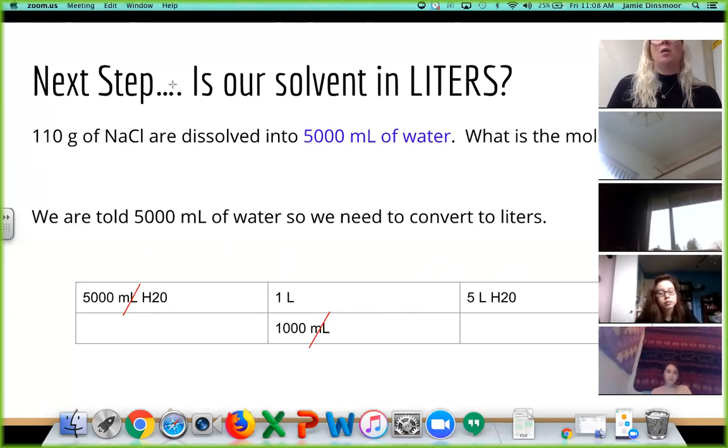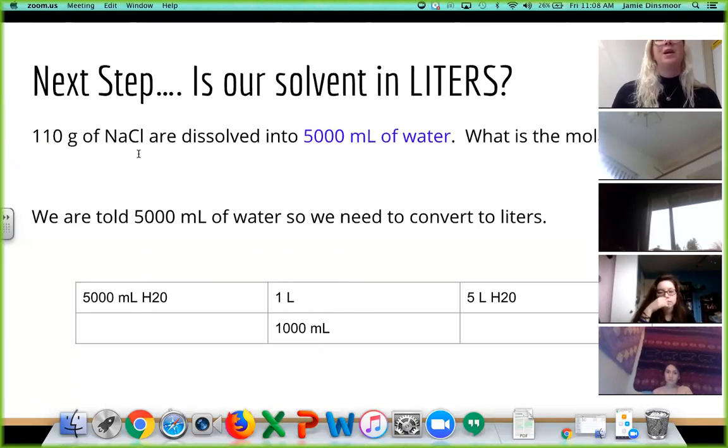So now, based on that, what do you guys think we're going to do? We now know our moles of our solvent, our moles of our solute, and our liters of our solvent. So what are we going to do next? Based on what molarity is. Look back at your definition of molarity. Well, if anything, let's start with what is the definition of molarity, okay?